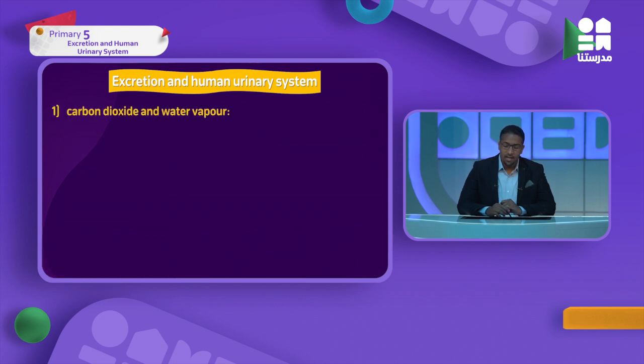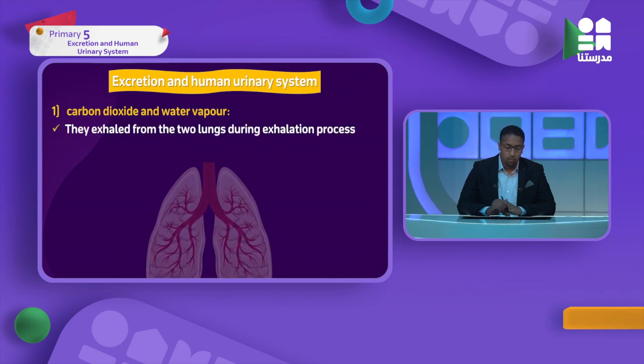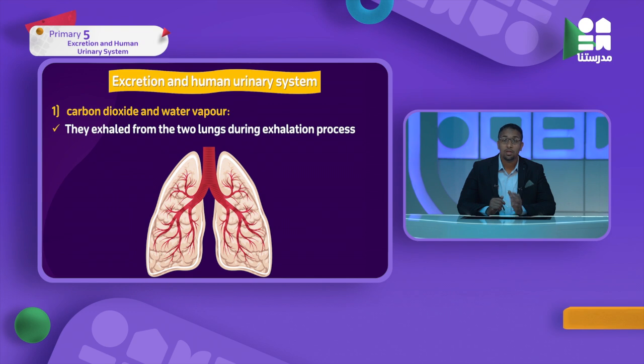So carbon dioxide and water vapor are exhaled from the two lungs. So the two lungs are organs from the excretory organs. Why? Because they exhale carbon dioxide gas, which is excretory material. So the first organ is the two lungs.